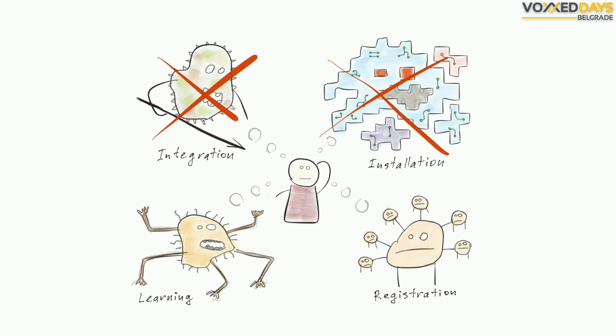Integration, no need to integrate anything. Registration, the same, no need to care about the permissions in a different system. The same permissions you have in GitLab apply to the CI as well. So only one fear left: learning how to use the CI tool. And this is where my story starts.